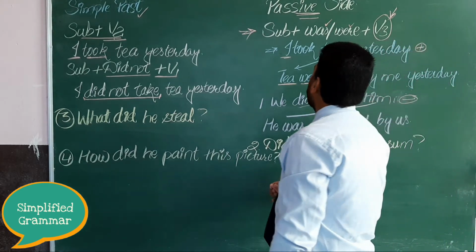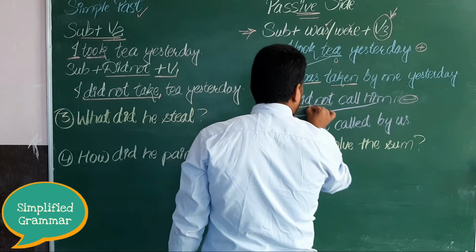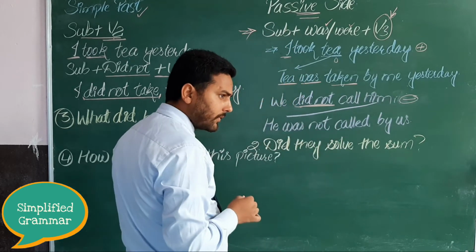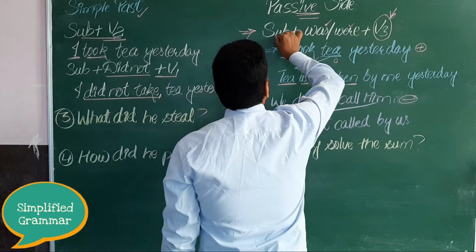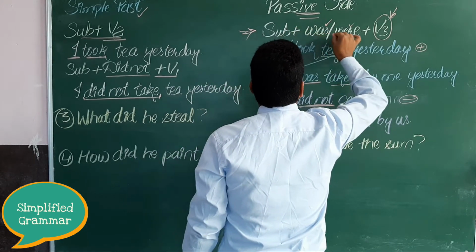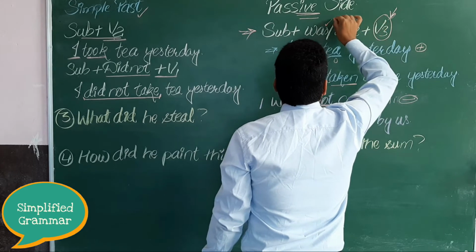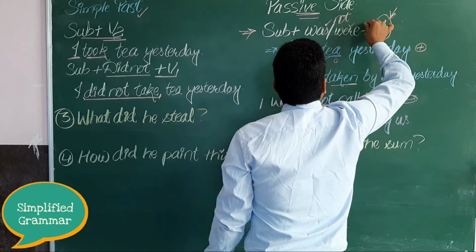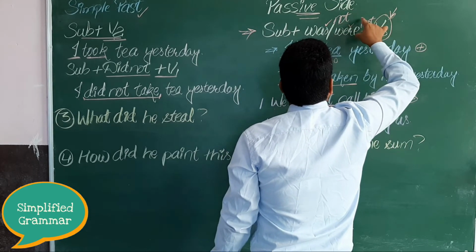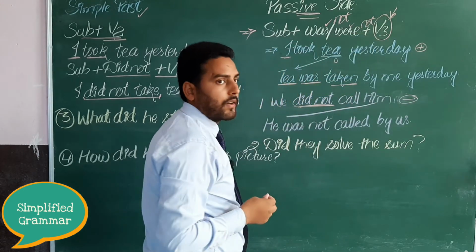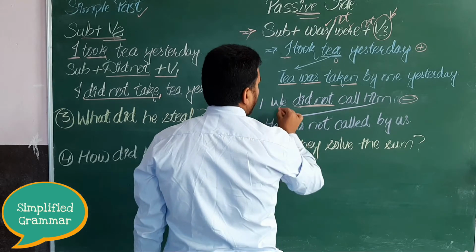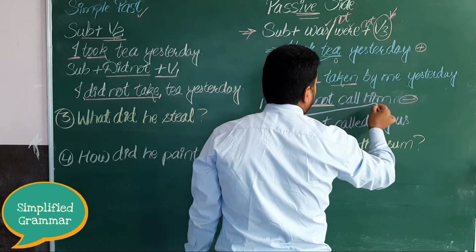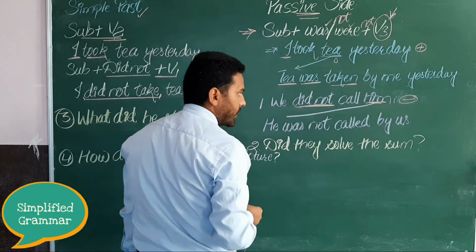So when you get the negative sentence in the active side, the rule will change as subject plus was not and were not. This rule will be was not and were not. So look at here, we did not call him. So him is your object.